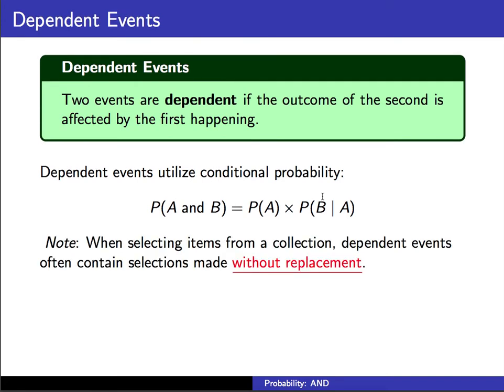So note that when selecting items from a collection, dependent events often contain selections made without replacement. So we draw a marble out of the jar, we do not put it back, and then we draw another one. So now the number of marbles has changed if we don't put it back, which is going to impact the second event's chances of happening.